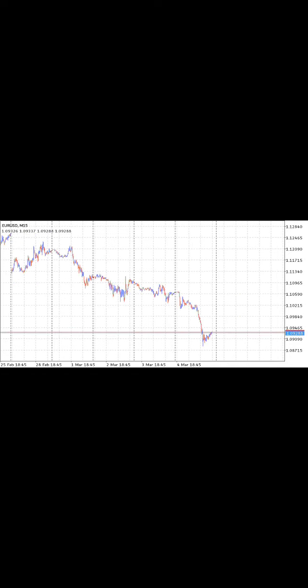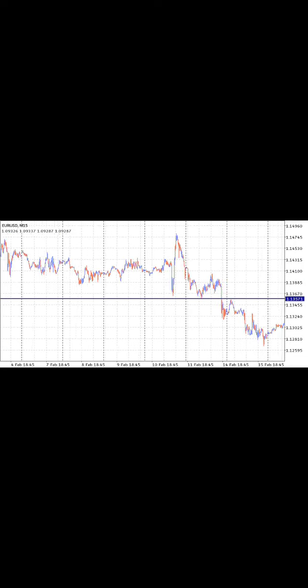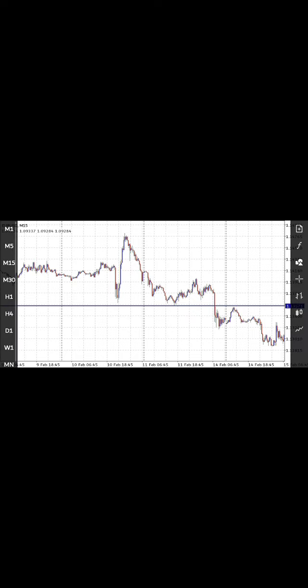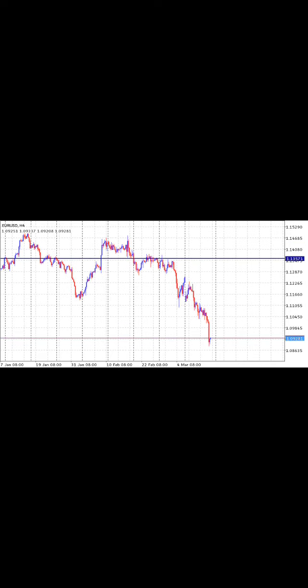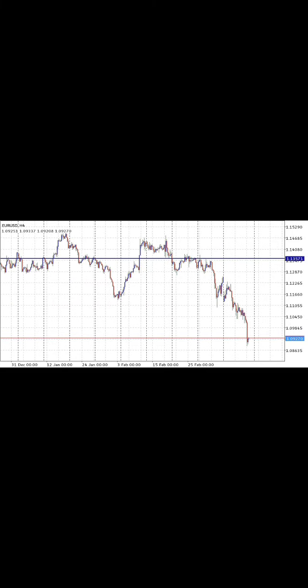It's a little bit confusing. Let me look for an example. Okay, let me go to the higher time frame. Now let me explain order blocks, and you'll see why order blocks are very sweet here.